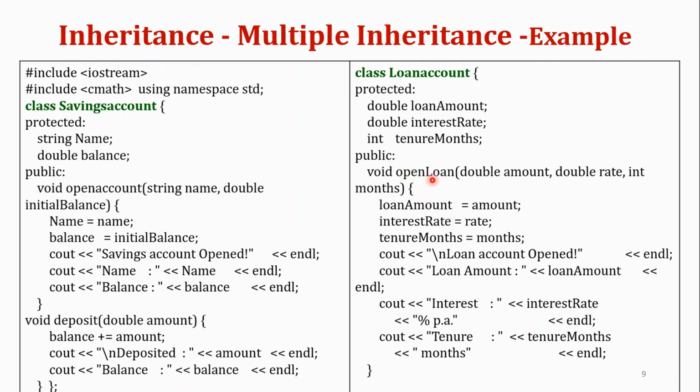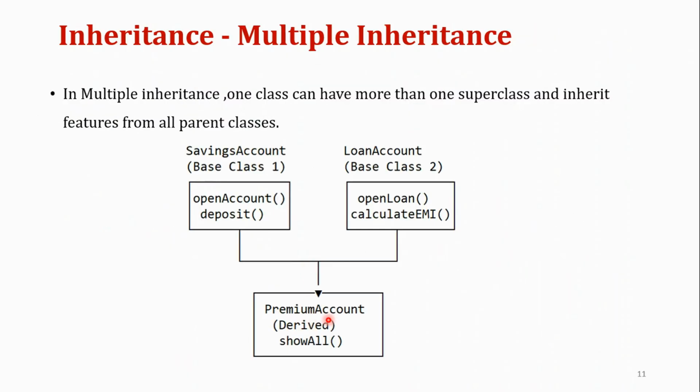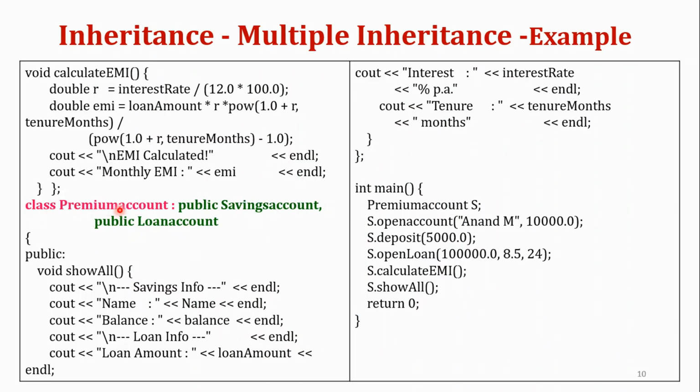So here we have several functions. Two base classes, SavingsAccount and LoanAccount. Coming to the diagram, PremiumAccount is the derived class, which is inheriting SavingsAccount, comma, LoanAccount. Check out this inheritance. PremiumAccount is the derived class, colon, public base class 1, comma, public base class 2. So both base classes are inherited in public mode. All the public members will become public in the derived class. Protected will become private here.